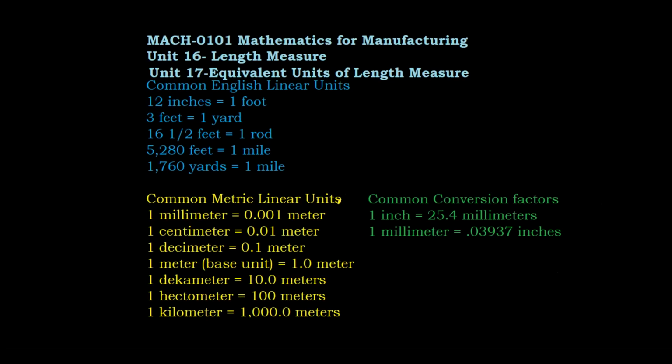In Unit 16 and 17 of Section 4, we're going to cover length measure and equivalent units of length measure. So, starting with the English linear units, we have inches, feet, yards, miles, rods. None of them seem to make any degree of common sense. There are 12 inches to each foot and 3 feet for each yard, but 1,760 yards to a mile.